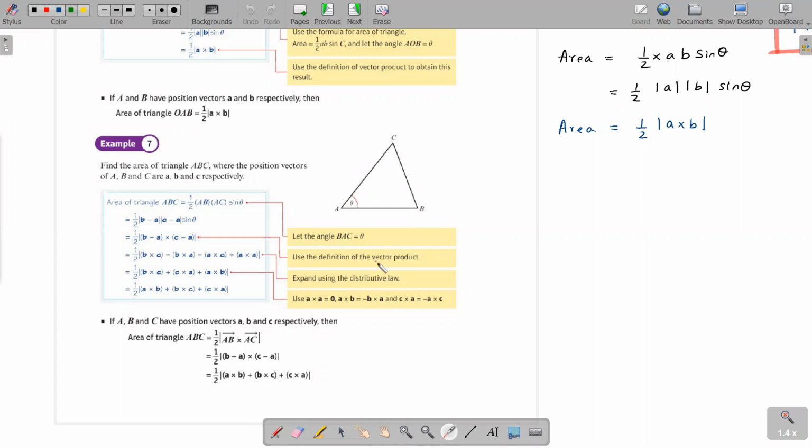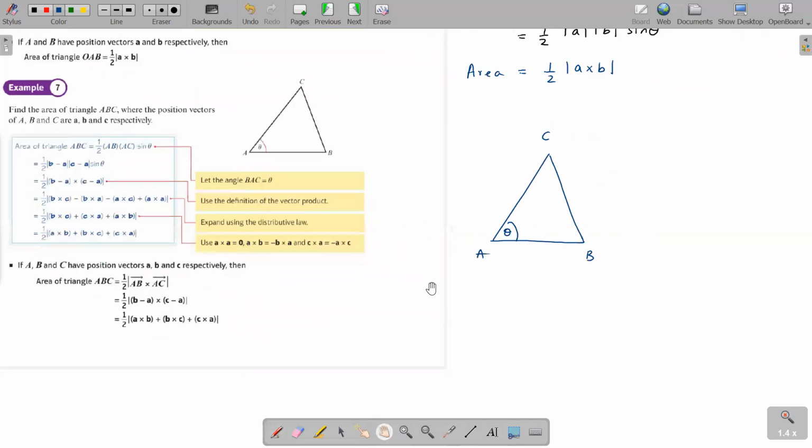Okay. So basically here you can see we've given the names A, B, C. So let's draw it. So how do we get the area in such a case? How do we use the cross product? So this is ABC, and let's say the angle between AB and AC is theta. So how do we get the area now? Basically, what's the rule?